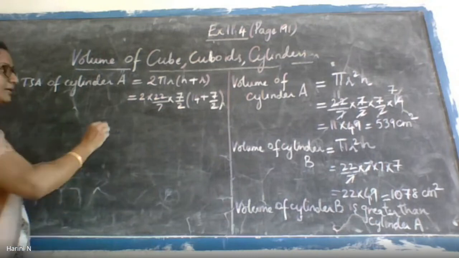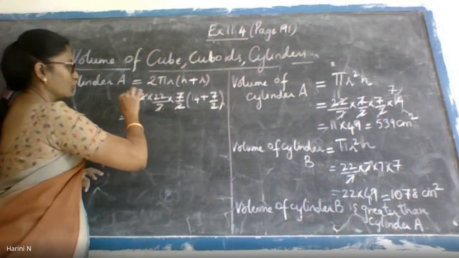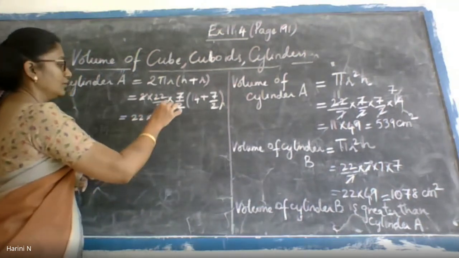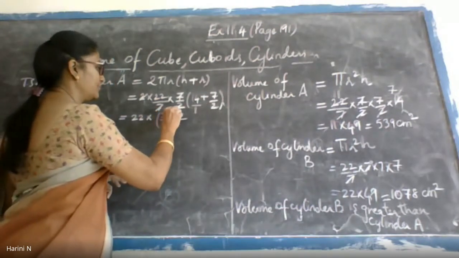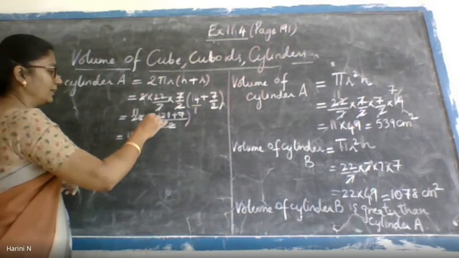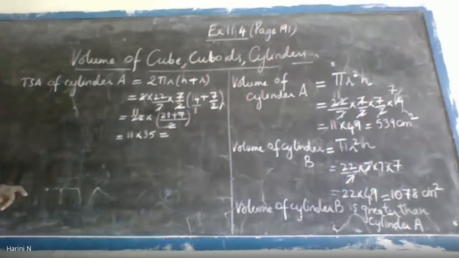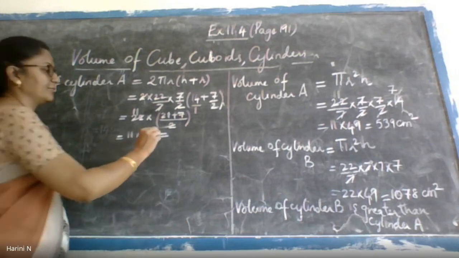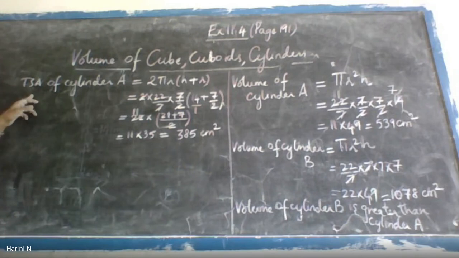Now you have to simplify this. 7 is gone. 2 is also gone. So 22 into this you have to simplify. Common denominator is 2. So 14 into 2, 28 plus 7. So this will become 11 into 28 plus 7, 35. Correct? Then 35 into 11. How much would that be? 385 centimeter square. This is the TSA of cylinder A.